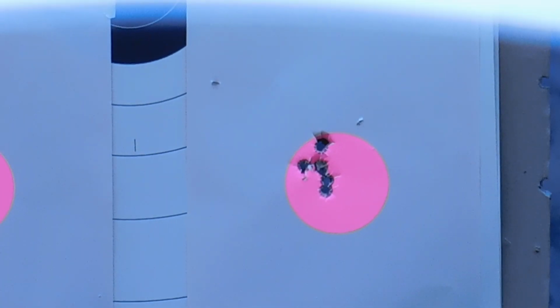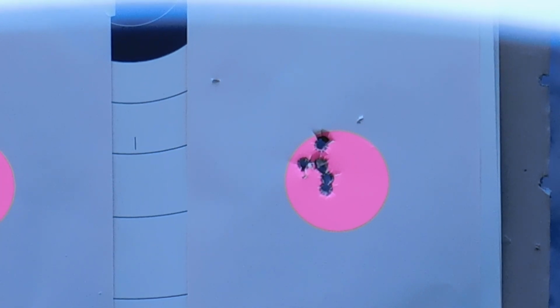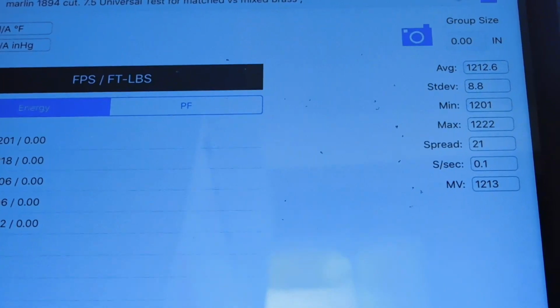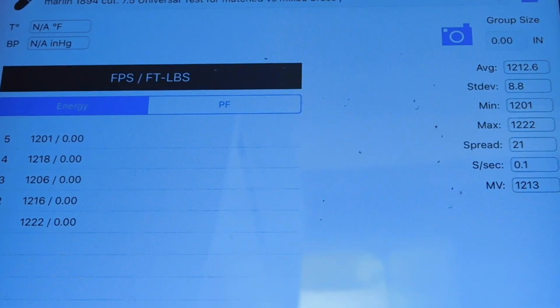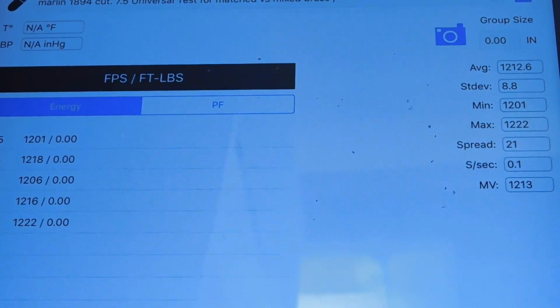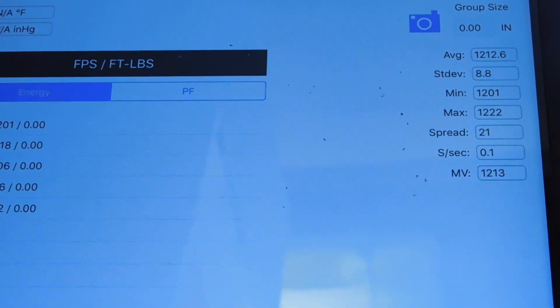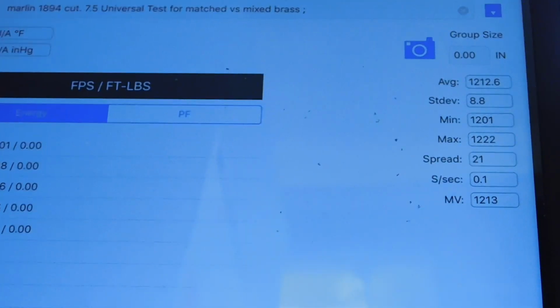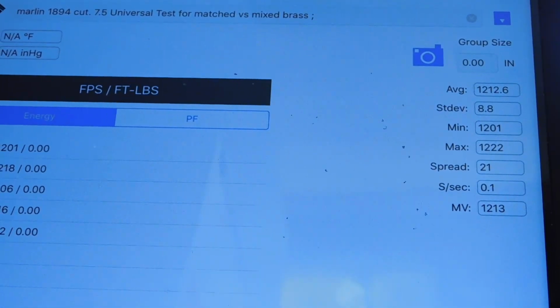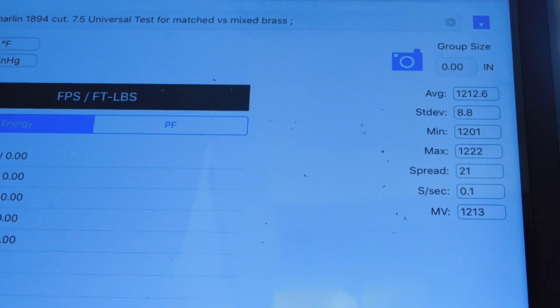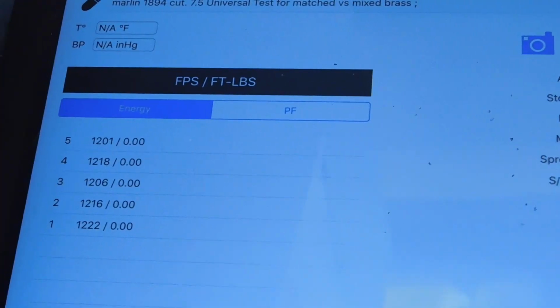Well, that load shot very well with the matched brass. Let's see what the chronograph says. Well, you can see there that the average velocity was 1,212 feet per second, standard deviation of 8.8. Spread of 21 feet per second. That's a pretty good load. And again, thanks to Dave Thorzak's 777 for that mold. That's a great mold, great bullet.